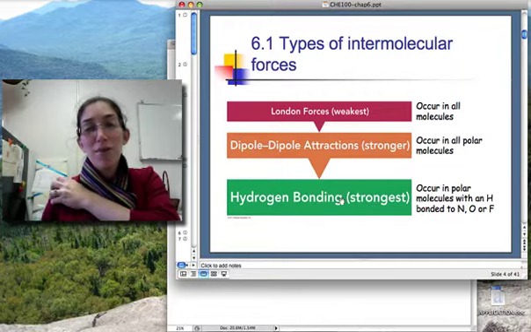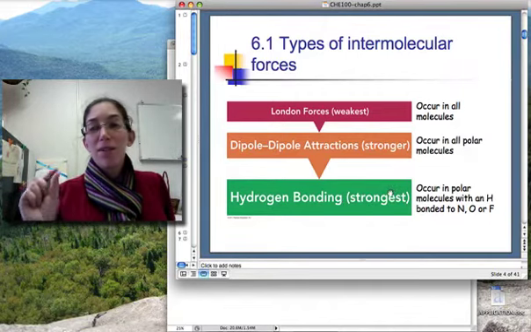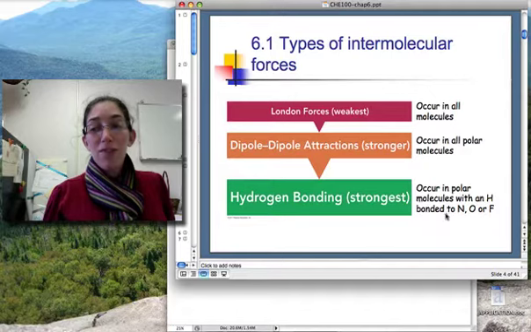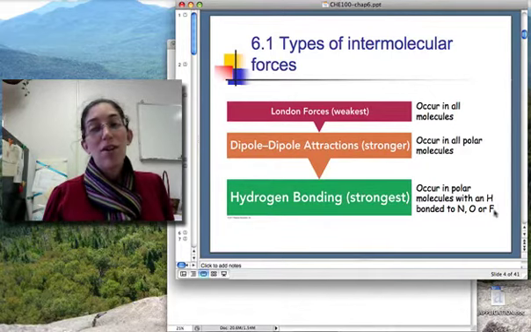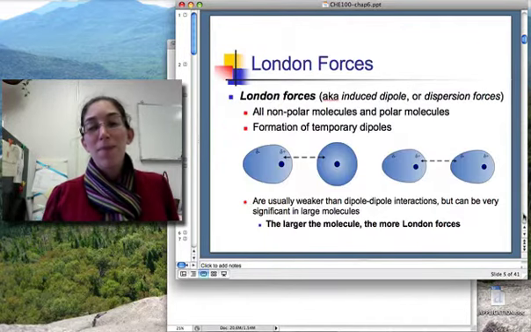And hydrogen bonding is even more exclusive and only occurs in polar molecules that have a hydrogen bonded to one of these 3 electron hogs: nitrogen, oxygen, or fluorine. So I'll remind you of each of these as we go through them.